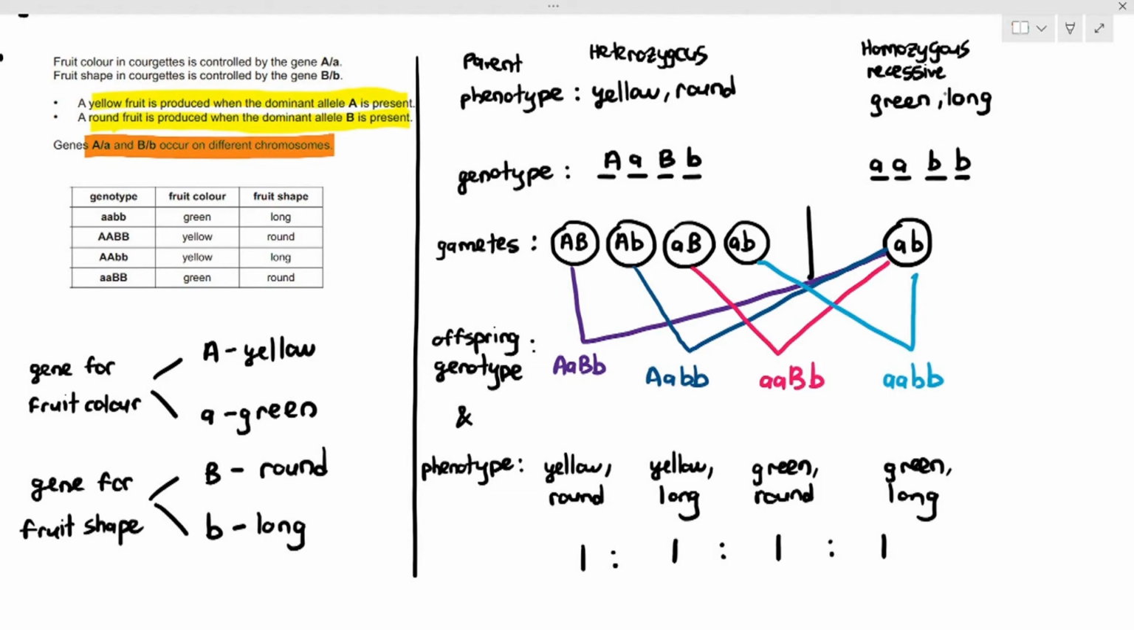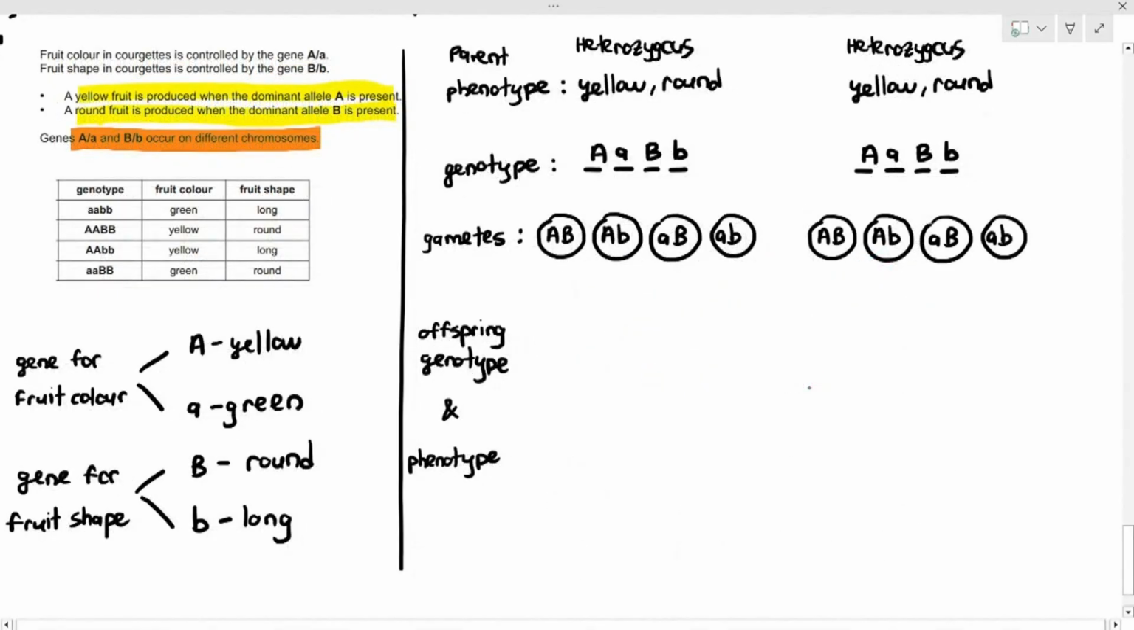Now, some students will still doubt me, so what I'm going to do is another one. I'm going to make it heterozygous, which is yellow round, and heterozygous, yellow round. Remember their gametes? I've listed out the gametes there. Large A, large B, large A, small b, small a, large B, small a, small b. Really talking a lot here. And for the one on the right, same thing as well. In this case, you have no choice but to do a Punnett square.